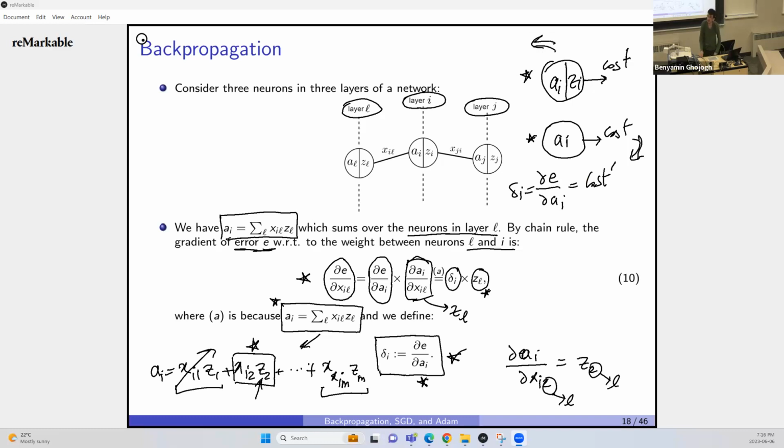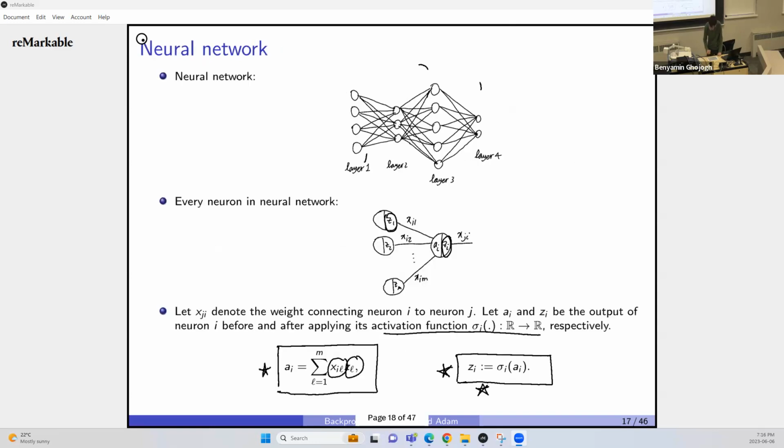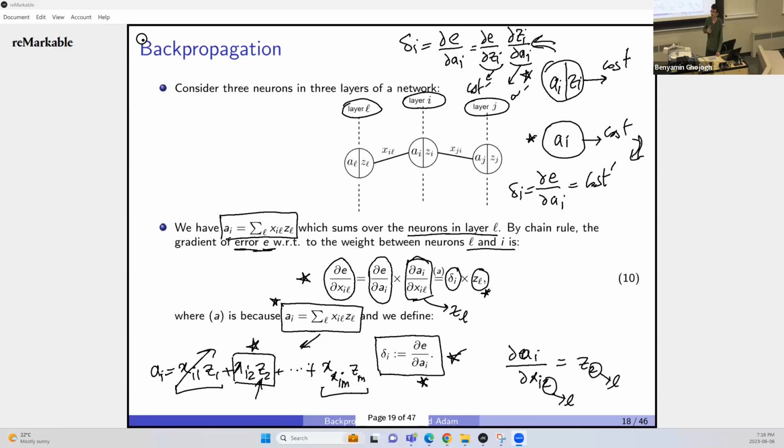This case now, harder. Delta_i, which is derivative of E with respect to a_i, you can write it as derivative of E with respect to z_i, chain rule, times derivative of z_i with respect to a_i. What is derivative of E with respect to z_i? Again, derivative of cost prime. What is derivative of z_i with respect to a_i? It's exactly activation function prime. It's derivative of activation function. Why? z_i equals sigma_i of a_i. Derivative of z_i with respect to a_i becomes sigma_i prime. Clear? Okay. So for the last layer, delta_i is easily computed.